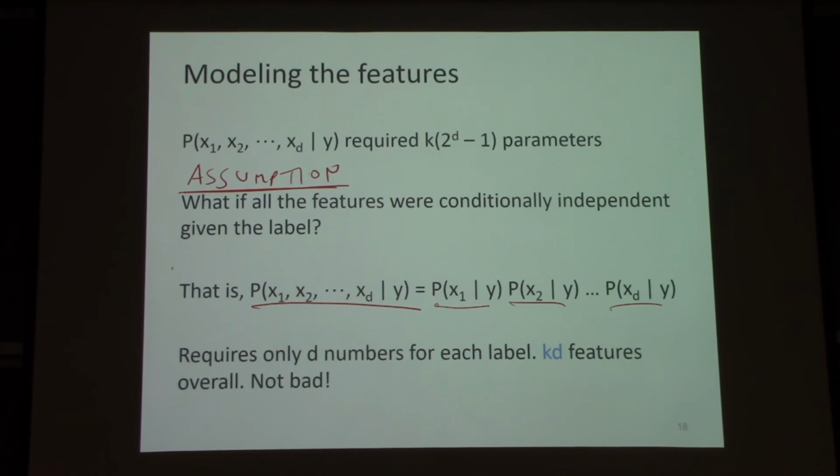Let's count how many numbers we need. If we did not make that assumption, we needed k times 2^d minus 1. But there are only d numbers here for each value of y, and we have k values of y. So you have only d times k numbers to remember. So by making this conditional independence assumption, we have reduced the size of the hypothesis space from an exponentially large number of parameters to just kd parameters. So this assumption is called the naive Bayes assumption.